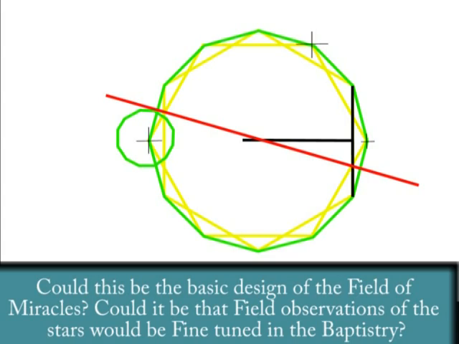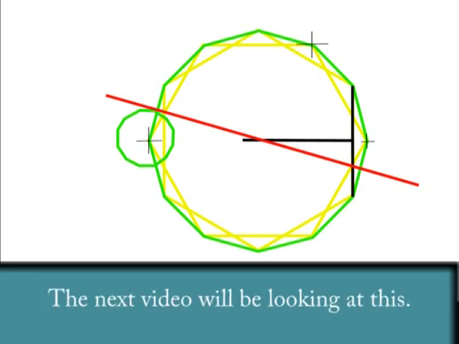Could this be the basic design of the Field of Miracles? Could it be that field observations of the stars would be fine-tuned in the baptistery? The next video will be looking at this.